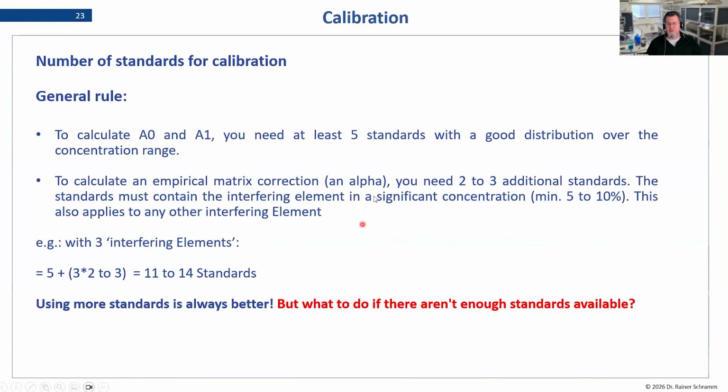Now, if you want to do alpha correction empirically, you need an additional 2 or 3 standards for each interfering element. And that makes the standard set grow large quite quickly. There is a little formula here. If you want to go for a calibration where you want to use 3 interfering elements, you need a set of 11 to 15 standards. More is always better, but the question is, are those available? And let's assume these samples are not available.